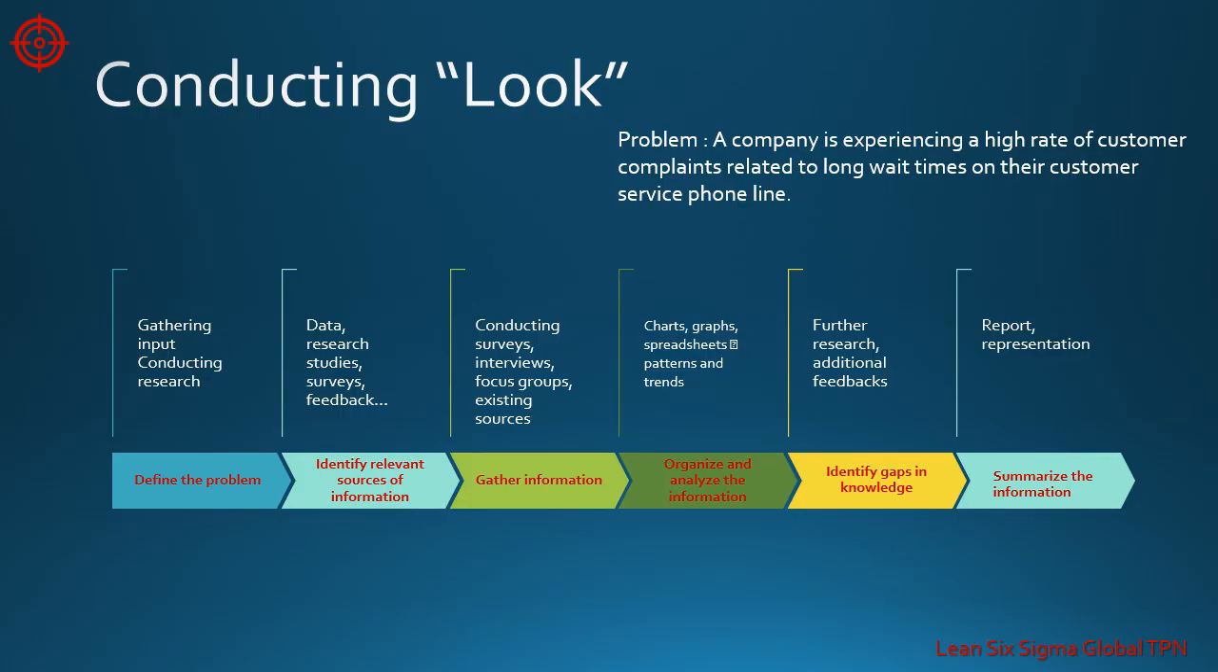So by conducting the look phase effectively, you can gain a clear understanding of the problem or challenge at hand, which can help inform the rest of the problem-solving process. The output of the look step is a concise, complete statement of the problem to be solved and its relevant parameters.